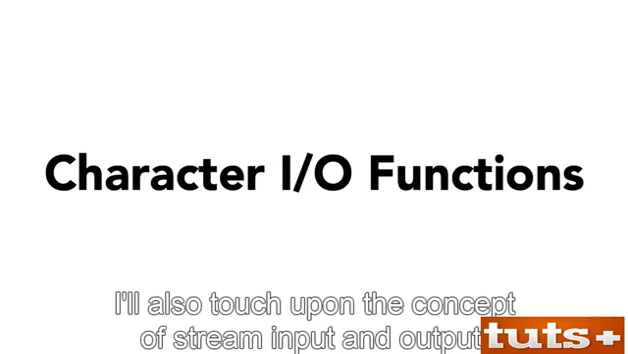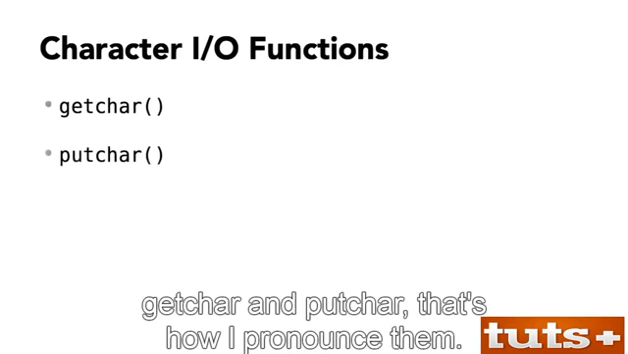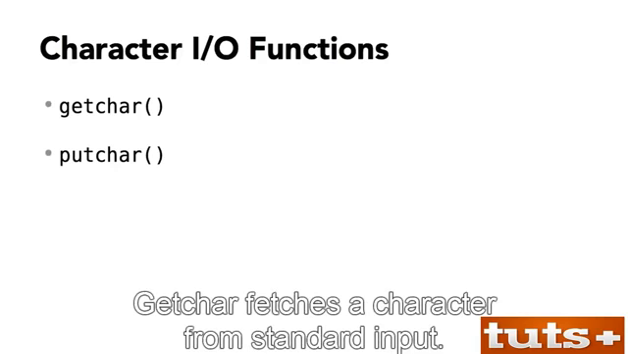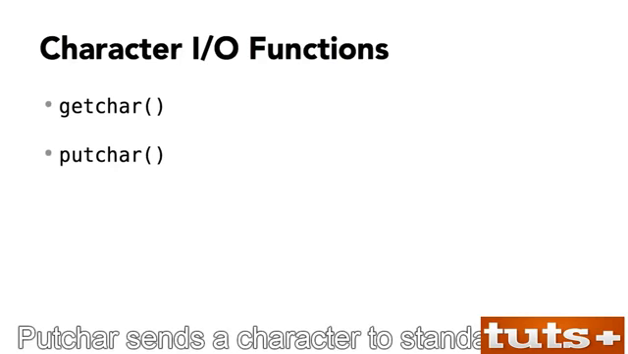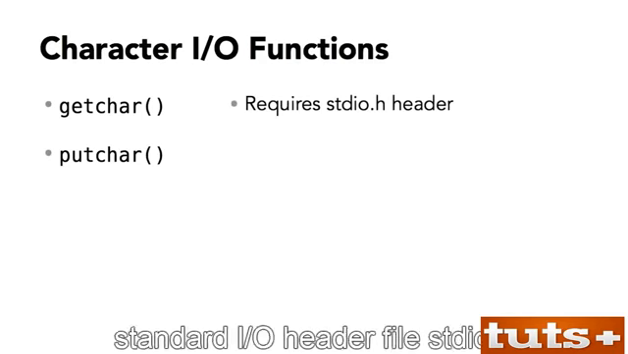The 2 most common C language character I/O functions are getChar and putChar. That's how I pronounce them. getChar fetches a character from standard input, putChar sends a character to standard output. Both of these functions require the inclusion of the standard I/O header file stdio.h for their prototypes and such.